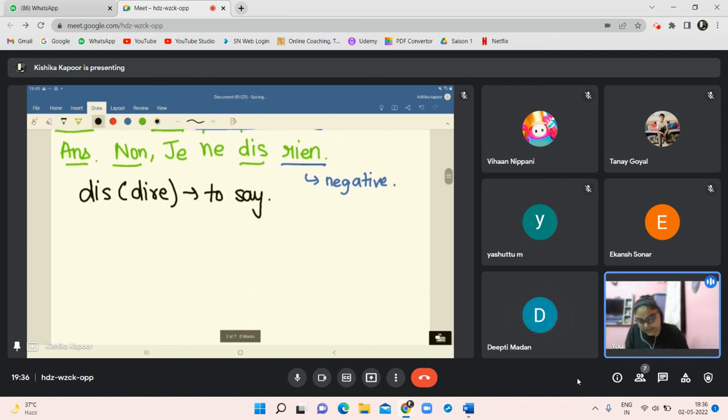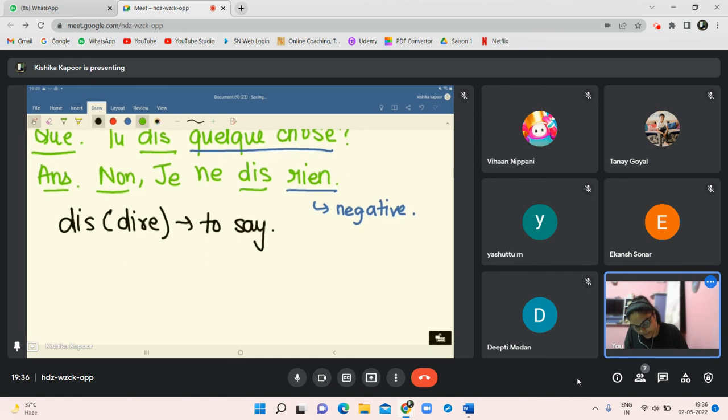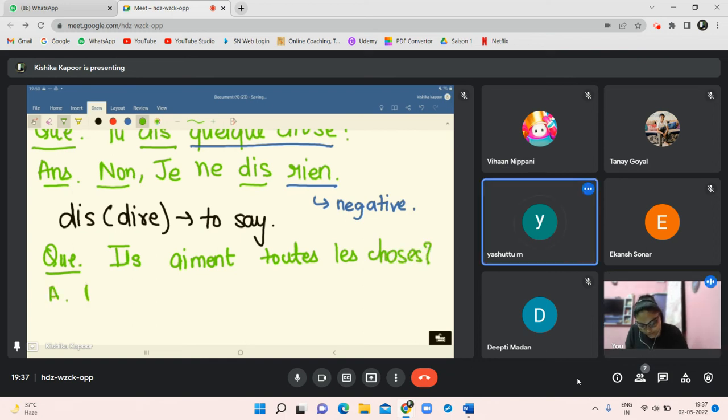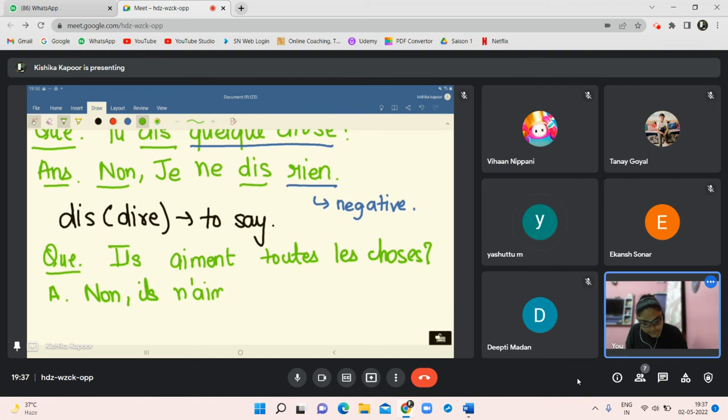Okay. Now I'll do one more example for you to understand. For example, someone asks me a question which says, il aime toutes les choses? Does he like everything? My answer will be no, il n'aime rien. So my structure is still the same structure that I was using. It's just that now I have replaced pas with rien.